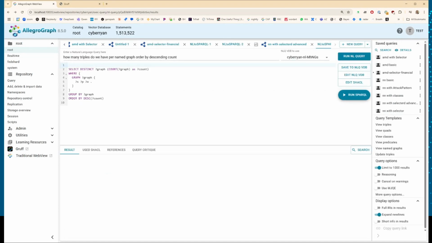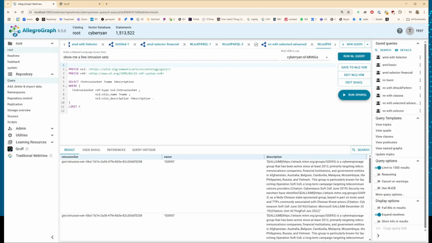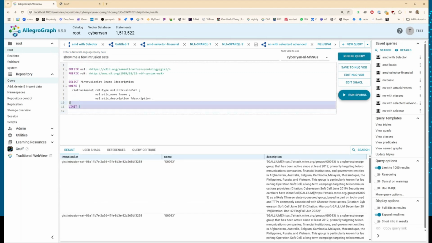So anyway, let's get a little bit more into the world of cybersecurity. For example, I could say, show me a few intrusion sets, right? And here I get the SPARQL for this, and here I get the answer, right? So again, this is way easier than writing the SPARQL here, right?